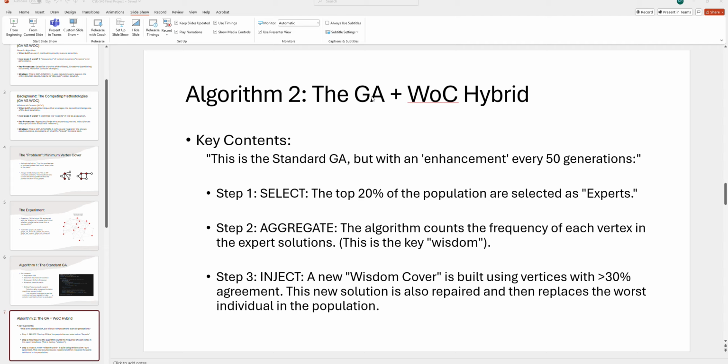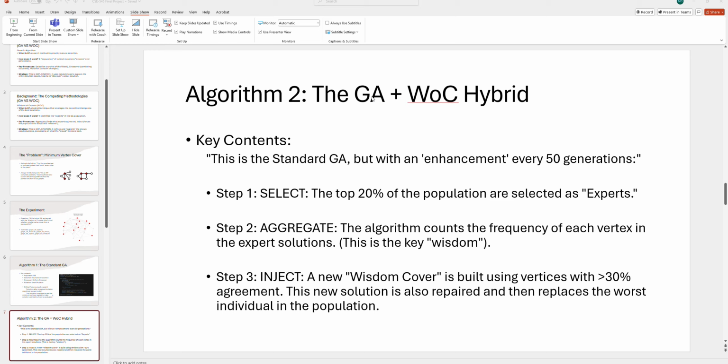And third, it injects the wisdom back into the population. It builds a brand new wisdom cover by selecting all vertices that met a 30% agreement threshold. It's not just copying one expert, it's building a new solution based on collective agreement, something that is found in a lot of these expert solutions. And just like the standard genetic algorithm, this solution is often invalid, so it must be passed through the greedy repair. This new repaired, better, wise solution then replaces the worst individual in the population.